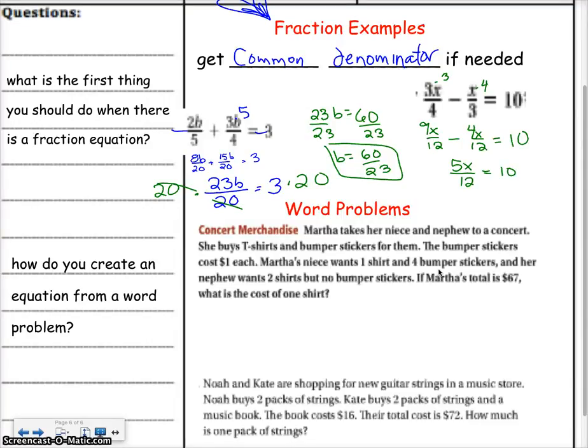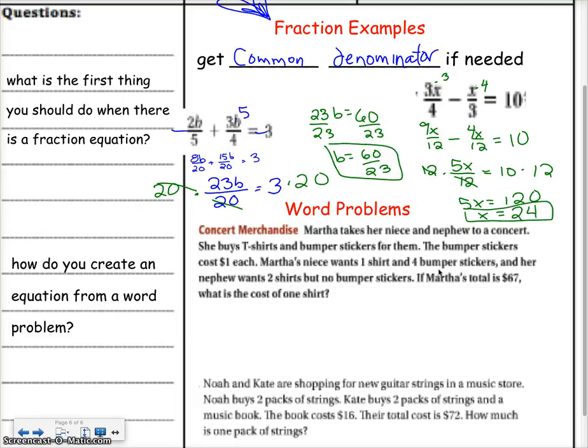Now you could times through by that reciprocal, 12 over 5, if you want. I don't want to. I only do that if there's two fractions. So I get rid of that bottom number by timesing through, right? Cancels it out. 5x is 120. Divide through by 5. X is 24.